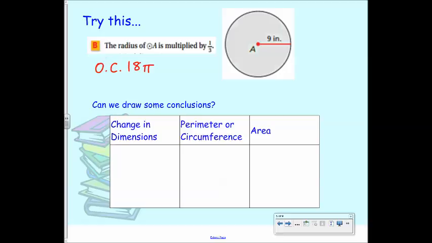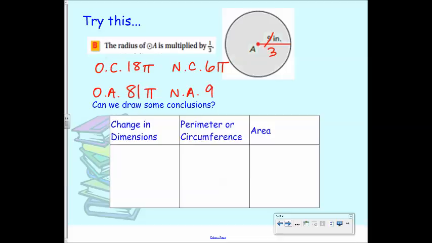All right, what's my original area? 81 pi. What's my new circumference? What happens if I multiply by 1/3? It's the same as doing what? Dividing by 3. So my radius becomes 3. So what's my new circumference? 6 pi. And then what's my new area?